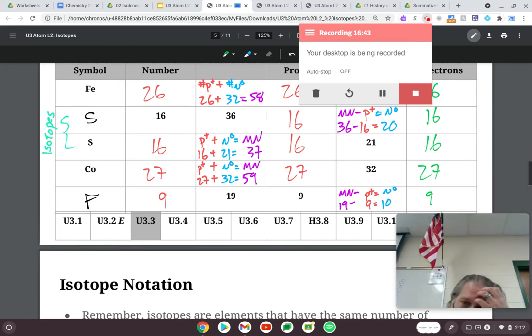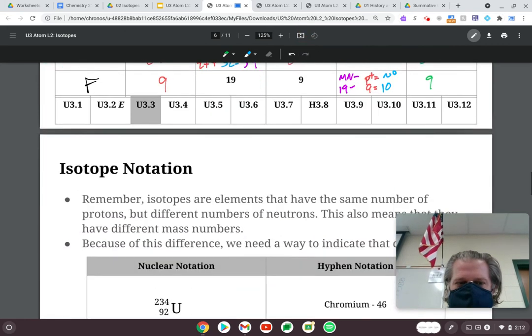Hopefully you came up with cobalt having 27 for its atomic number and 27 protons, 27 electrons, and 59 for its mass number. Hopefully you identified the other element in the last row to be fluorine, which had an atomic number of 9 and a number of neutrons of 10 and the number of electrons of 9. So hopefully you came up with those values. Questions so far? Okay. Moving on.